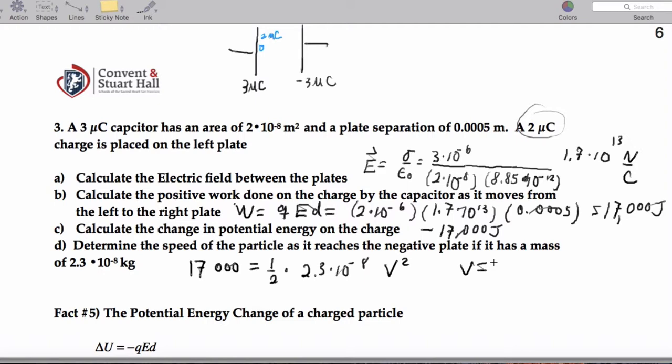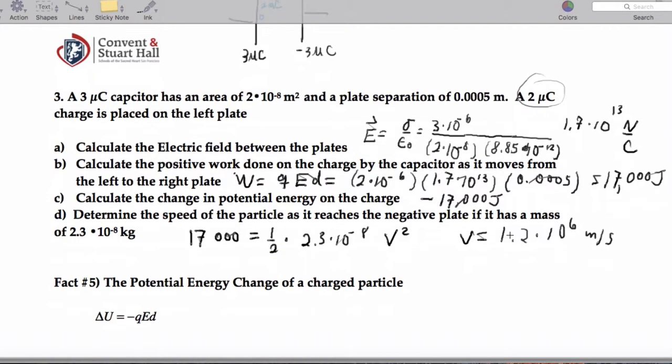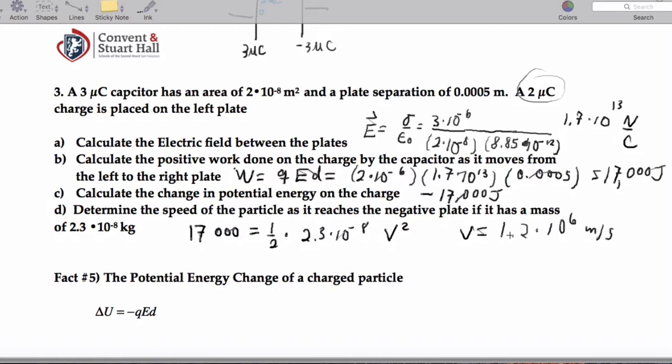That'll be 34,000 divided by 2.3 times 10 to the -8th. All right, and then when we square root that out, this is, I think, a classically impossible result. I'm getting about a 1, so I'm getting 1.2 times 10 to the 6th meters per second, which is technically speaking a classically impossible speed, but for the purpose of this problem, we'll leave it here. All right.